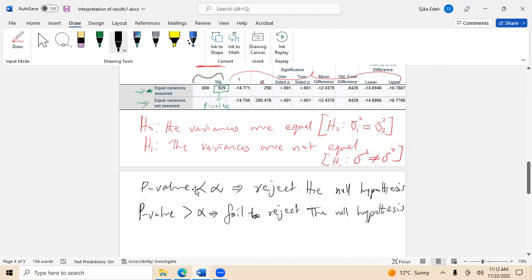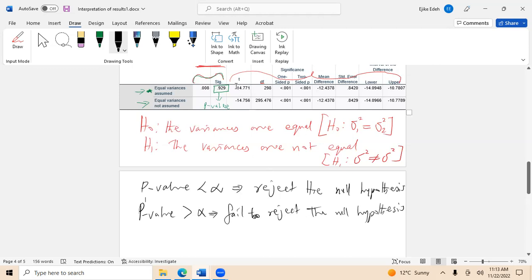But if you fail to reject the null hypothesis, you are willing to accept the null. In fact, we don't normally say the null is true. We say we fail to reject. We cannot prove the null is false, and because we cannot prove it's false, we are willing to accept whatever it says. The null hypothesis here is saying that the variances are equal. So if we fail to reject the null hypothesis, it means we are accepting that the variances are equal.